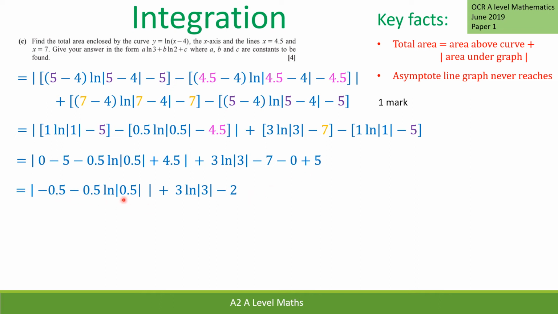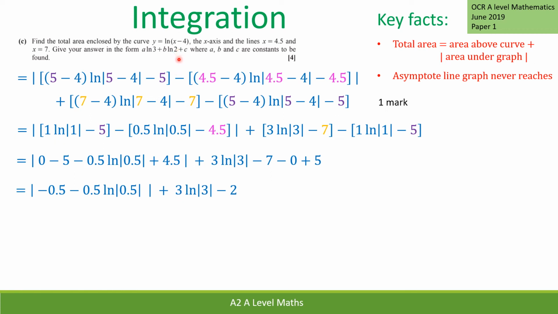From here, I'm now going to get rid of this modulus sign, and I'm going to make everything positive. So I'm going to change the minus 0.5 to positive 0.5, and I'm going to change this minus 0.5 ln a half to be positive. At the same time as doing this, I'm going to look at the answer I'm trying to get. So I've got the answer to be in the form A ln 3 plus B ln 2 plus C. I've got the ln 3 here, 3 ln 3, so A is looking like it's going to be 3.